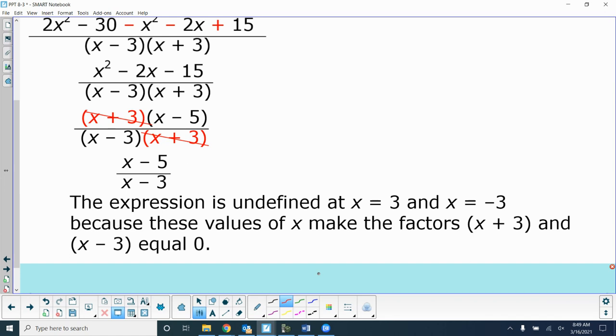Any questions on any part of that? Okay, so we factored first the denominator, whatever we could. Whatever shows up, we wrote down for the common denominator. And we rewrote both fractions if we needed to. The first fraction we didn't have to rewrite.